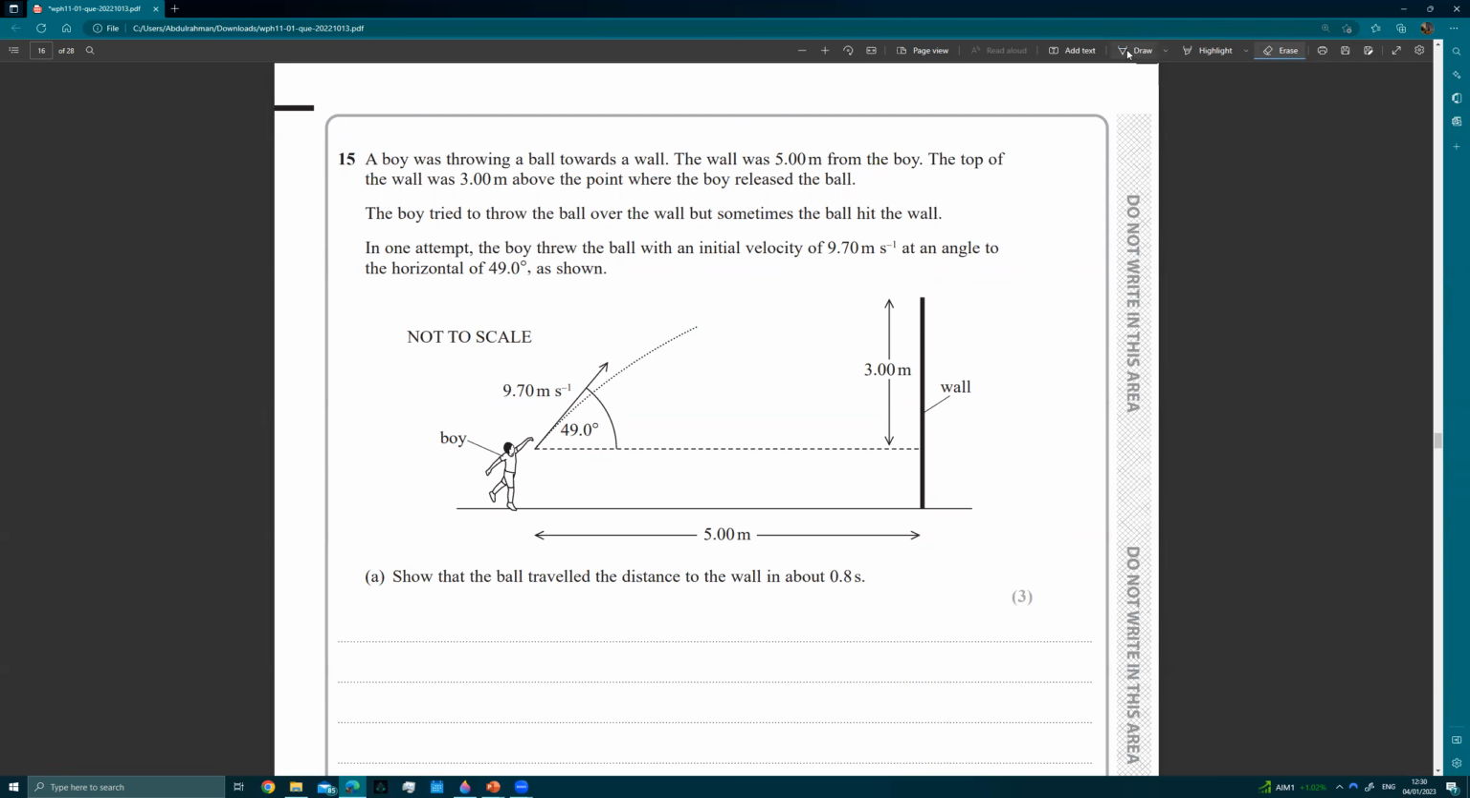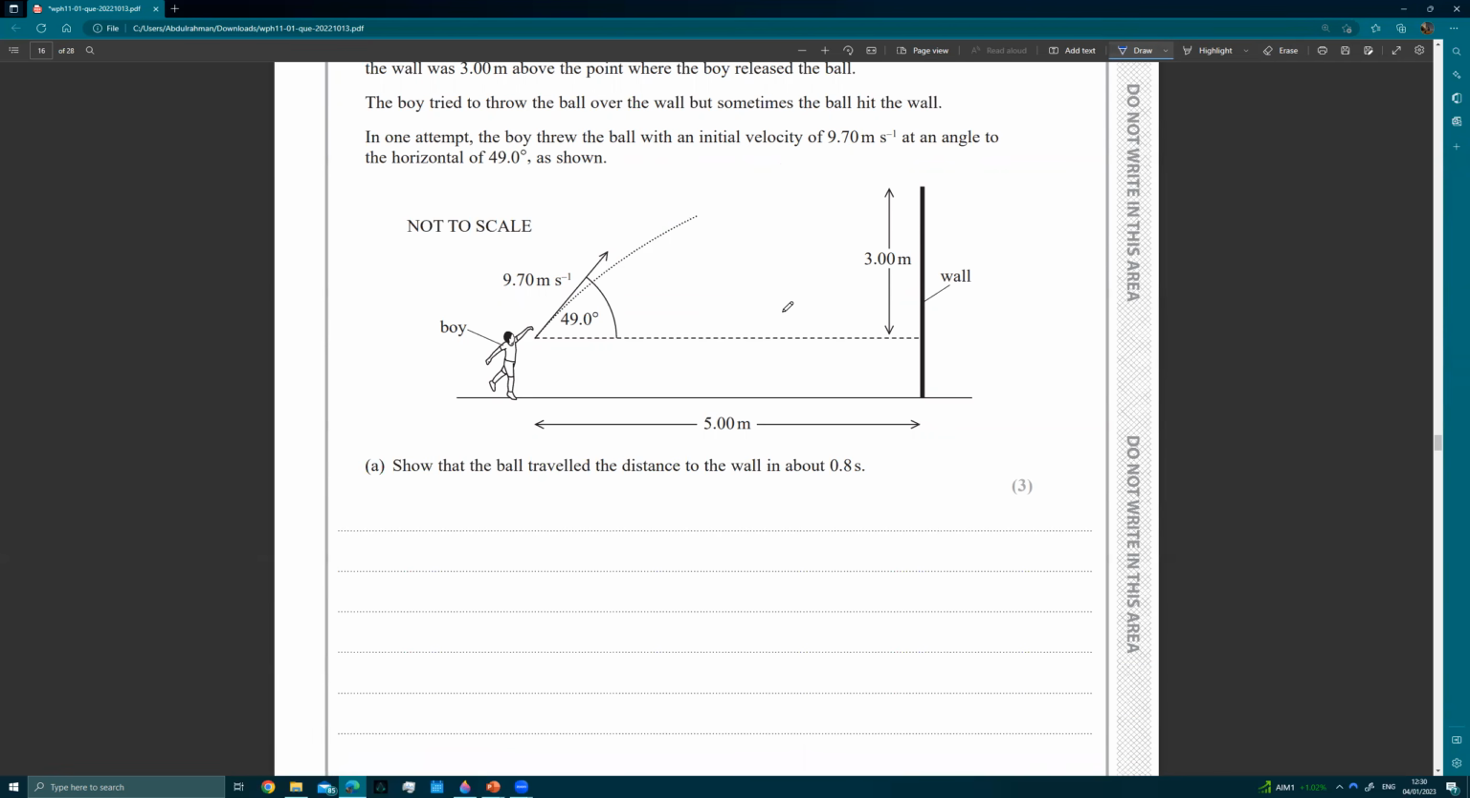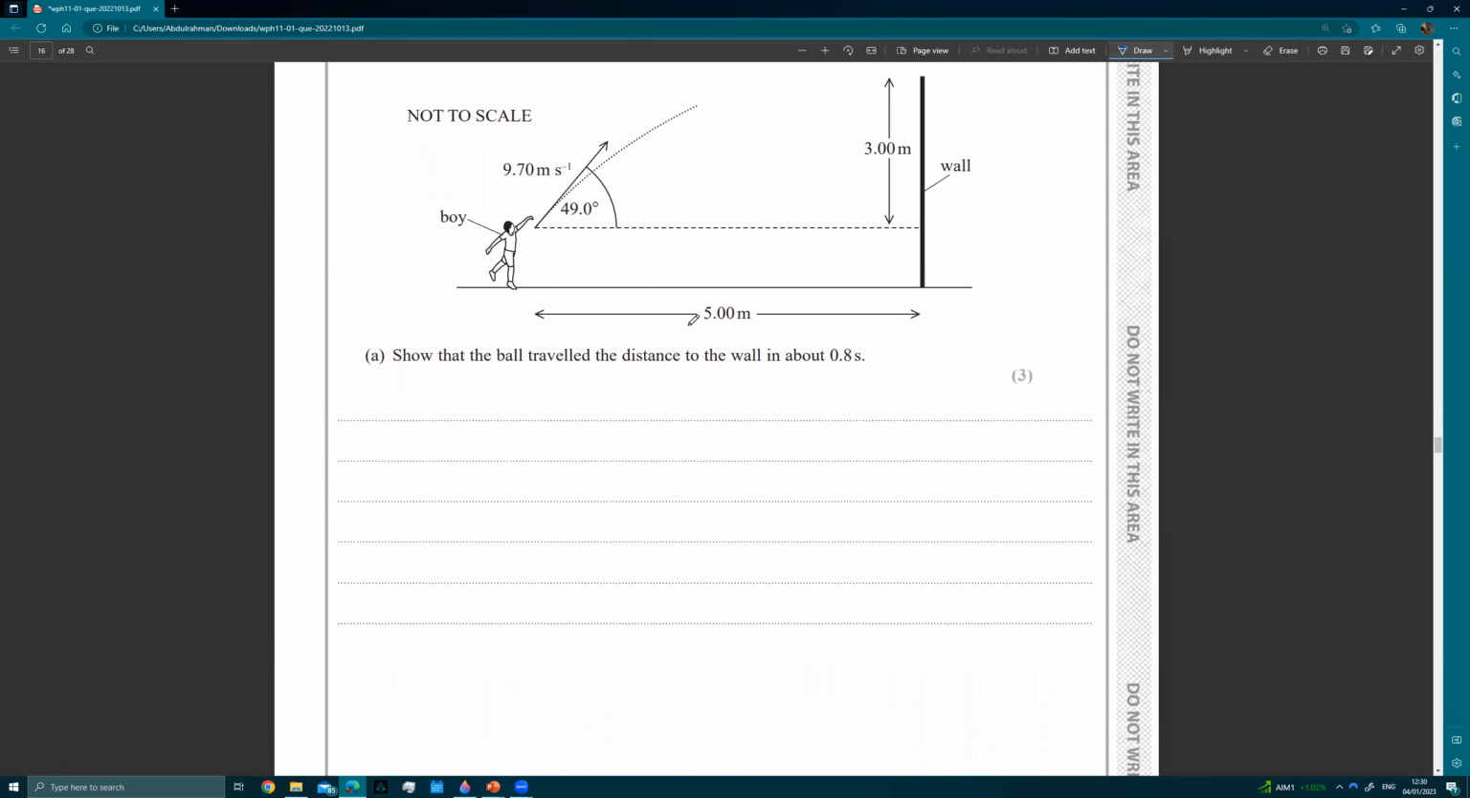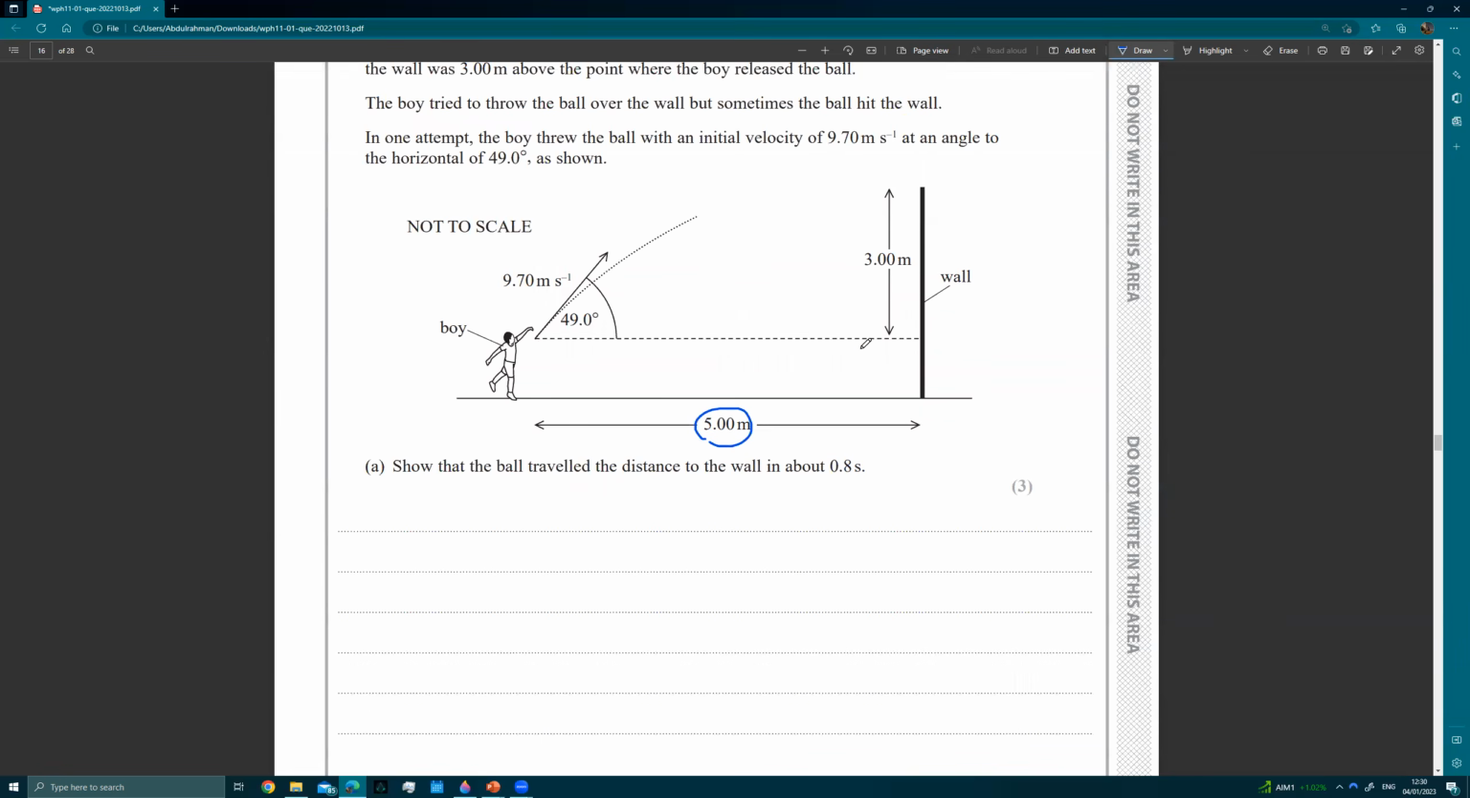or too small. In one attempt, the boy threw the ball with an initial velocity of 9.7 meters per second at an angle to the horizontal of 49 degrees as shown. Show that the ball traveled the distance to the wall in about 0.8 seconds. So you want to show that it's traveled this 5 meters towards the wall in about 0.8 seconds. So it's a SUVAT question. We're going to have to use a SUVAT, and you know it's a horizontal SUVAT because it traveled 5 meters horizontally before hitting the wall.